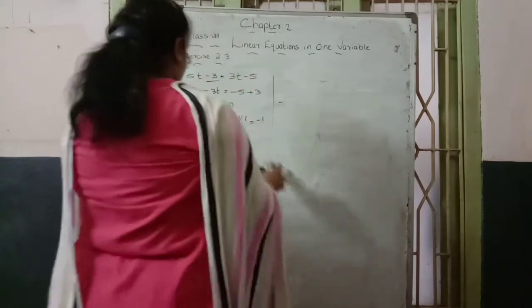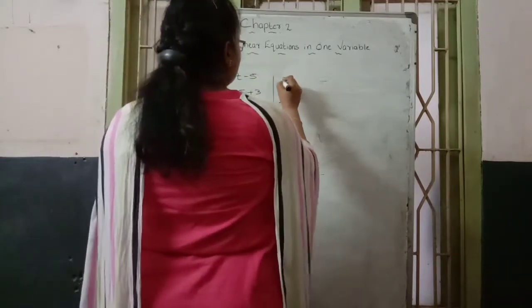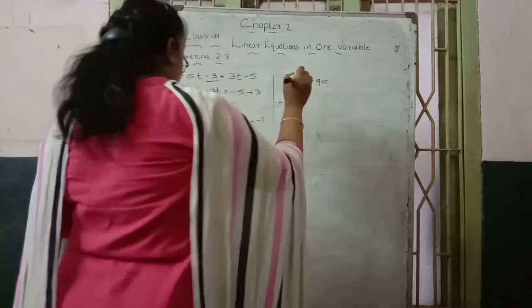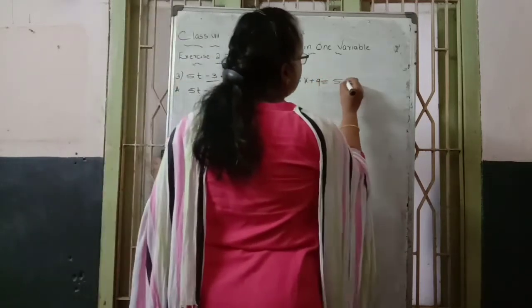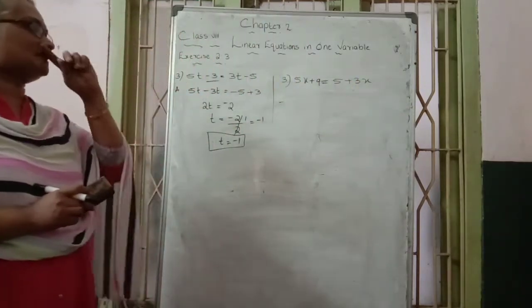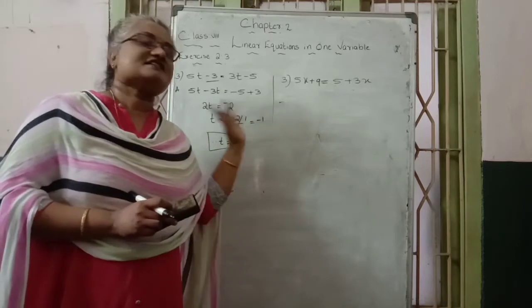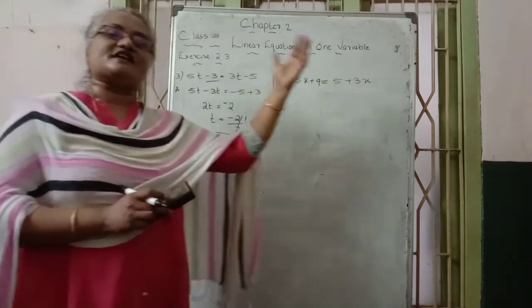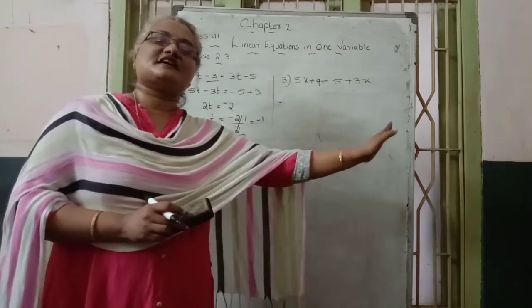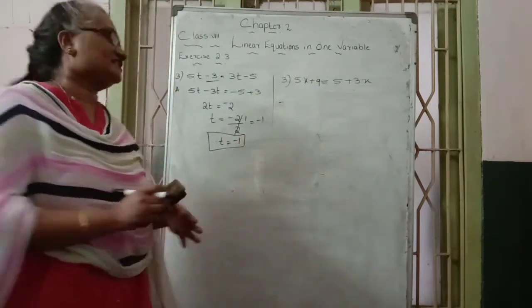The next, third question: 5x plus 9 is equal to 5 plus 3x. This is the question. Here also, bring the x term to one side, send the constant term to the opposite side, and solve for the variable x.